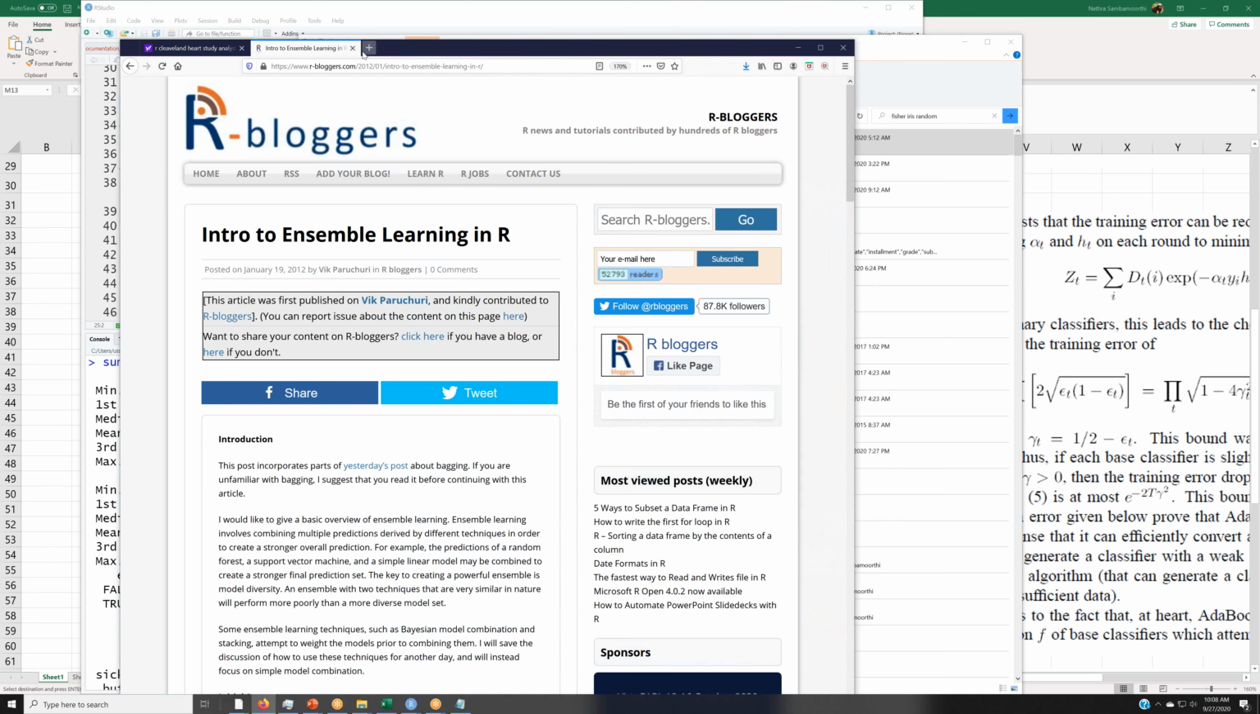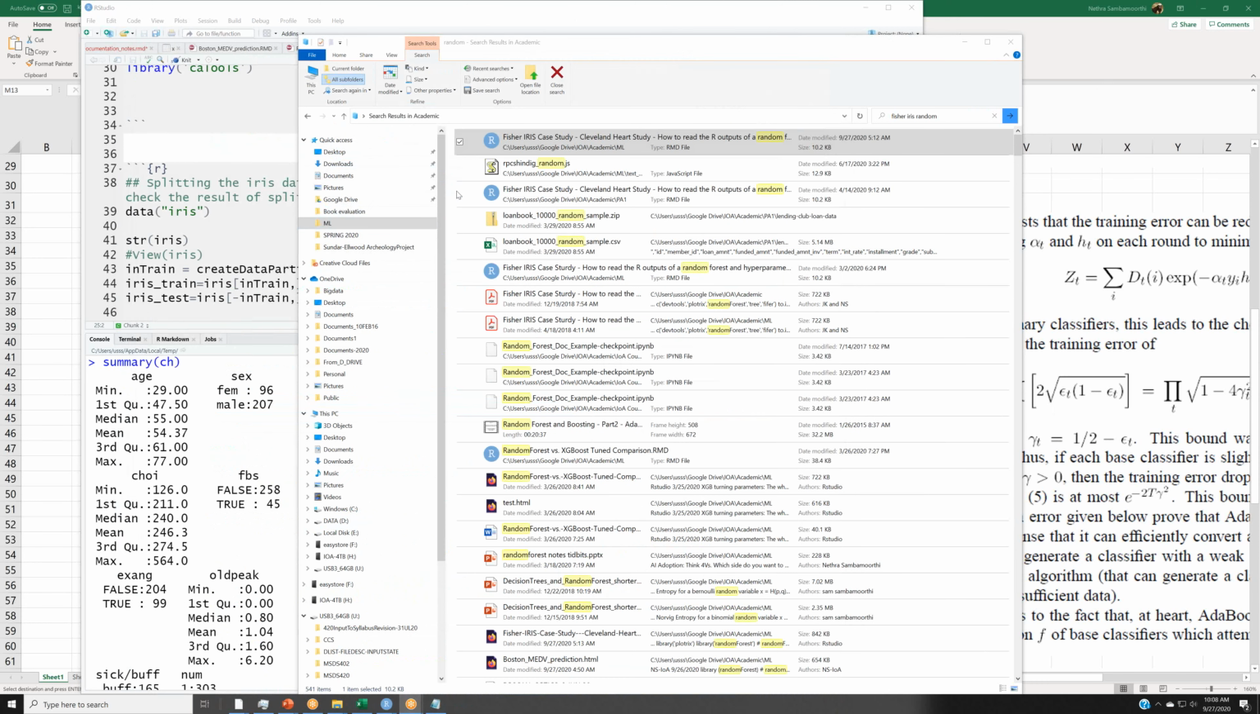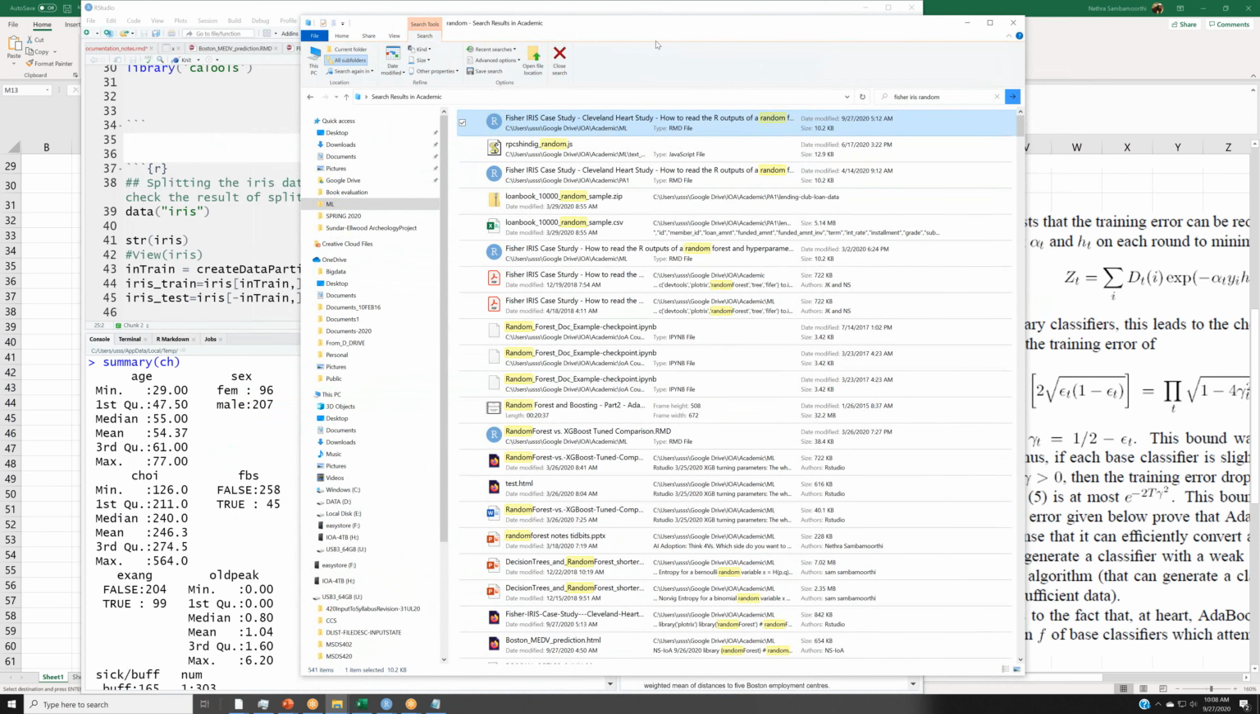Because this is a good example for understanding factor variables, actually. Yes, sir. The Cleveland dataset is a good example for factor variables.